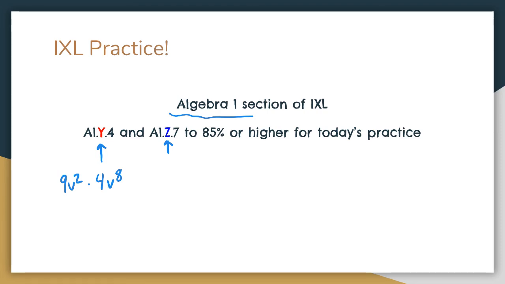Algebra 1 Z7 is a monomial, let's say 3xy, multiplied by a polynomial, let's say 2zy plus 3x minus 12. That's the type of question you'll be doing there.